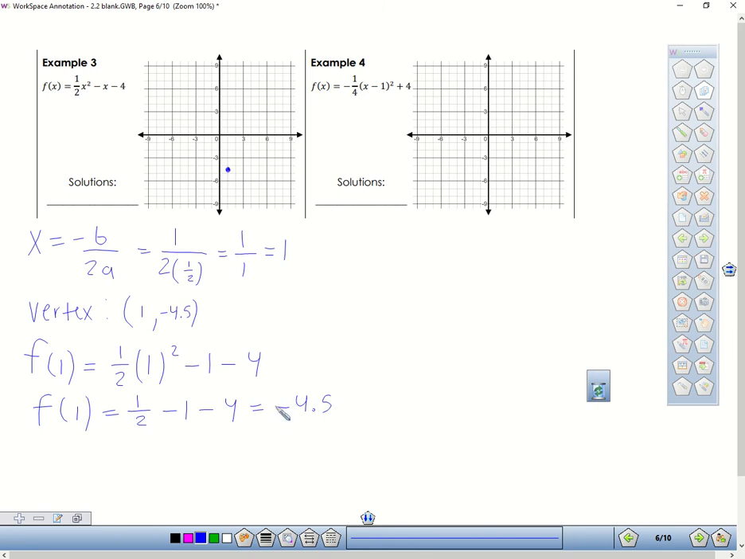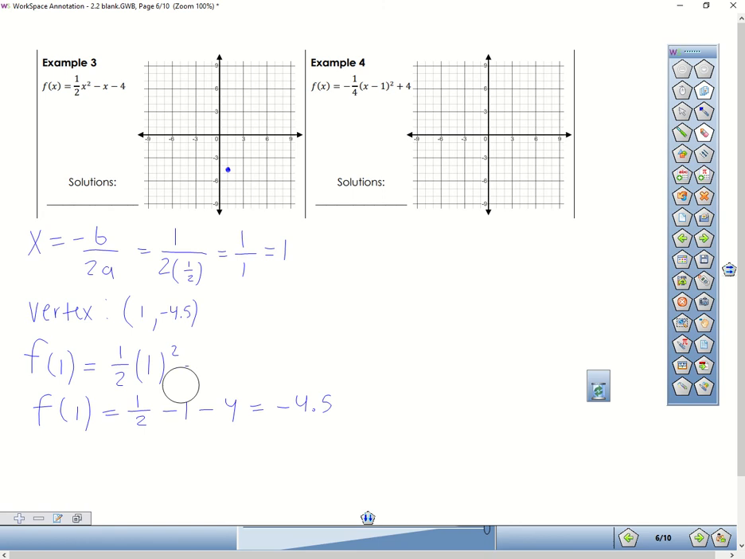So I plot my vertex, and I know this vertex, is it going to go upward or downward? Good. And why is it important that I check that before I do anything else? Anyone know? Well, it's not that important. It's going to save you time, though. What if this was going downward? Would it have any solutions? No. So you could save yourself the time of trying to find them.